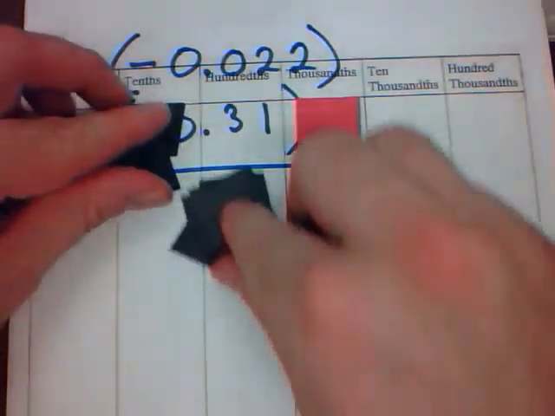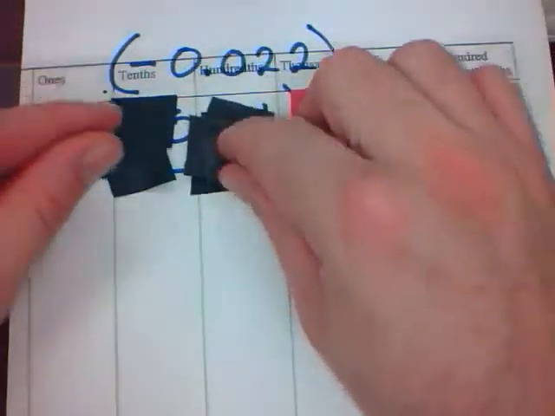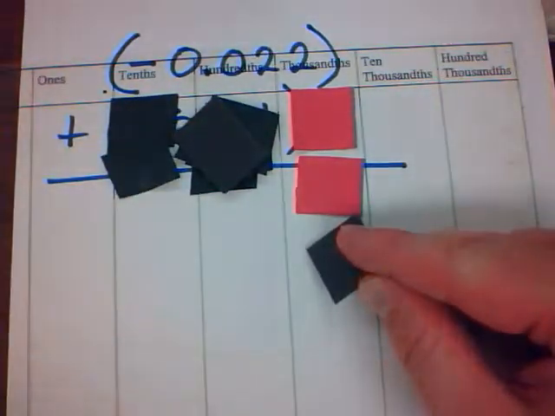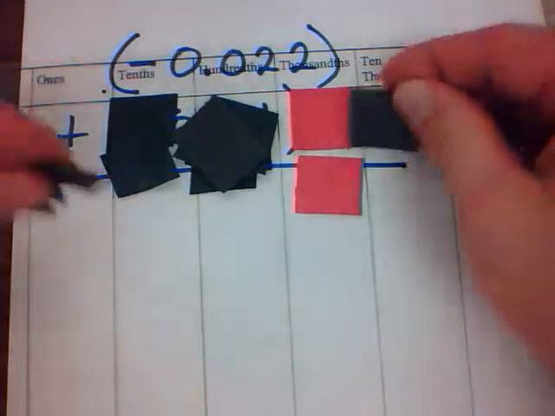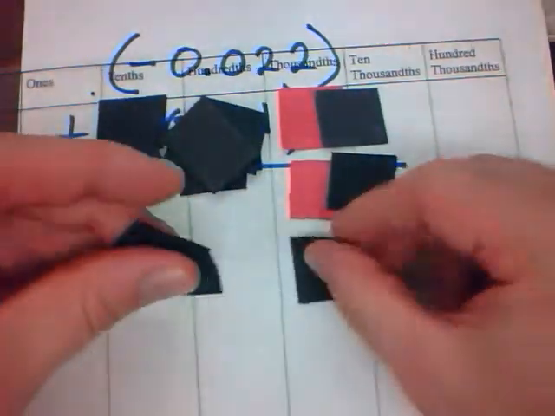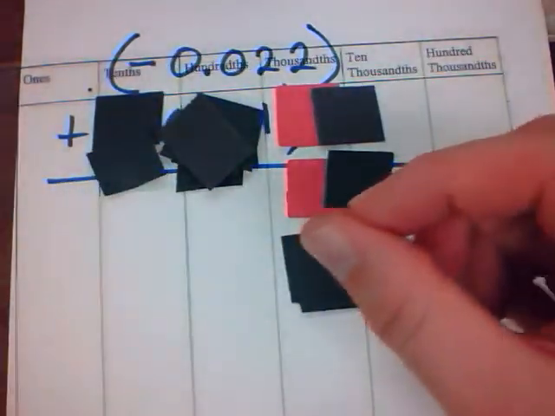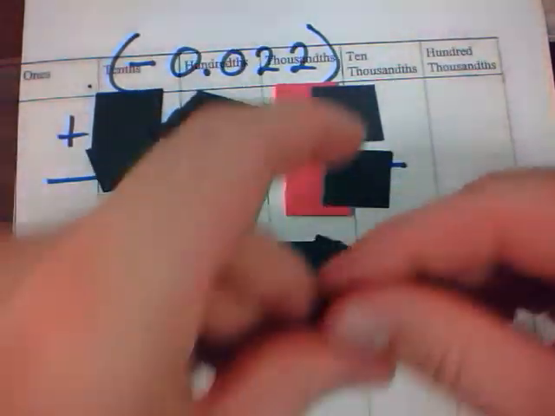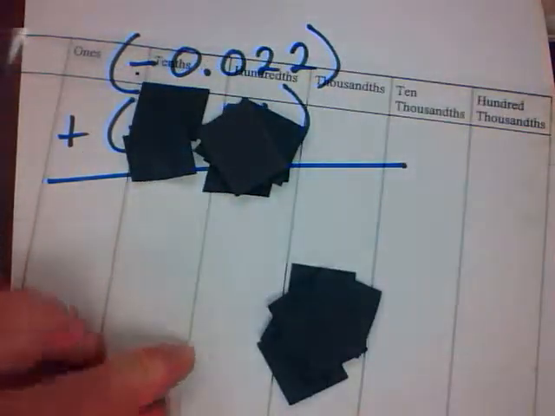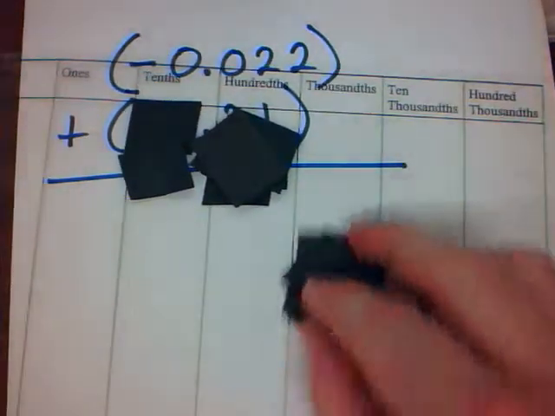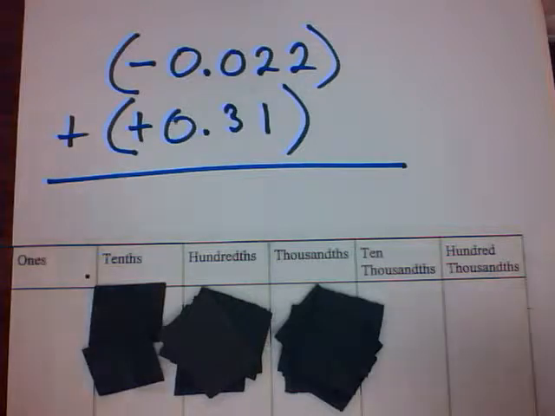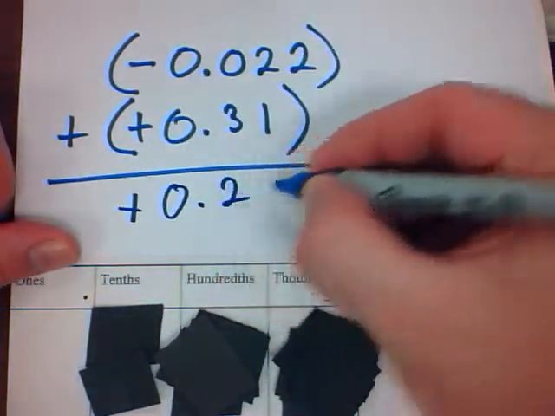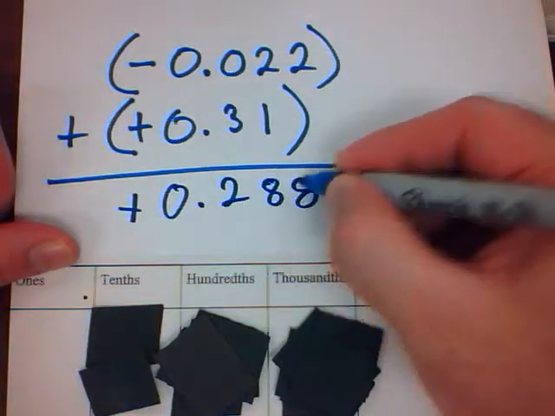However, I'm still not done. If I take one of these, there's still 8 in this pile. So there's 2, there's 8. One of these, we're going to move it over here. It's going to become a 10 again. 1, 2, 3, 4, 5, 6, 7, 8, 9, 10. Those two cancel, leaving me with the correct answer of positive 0.288.